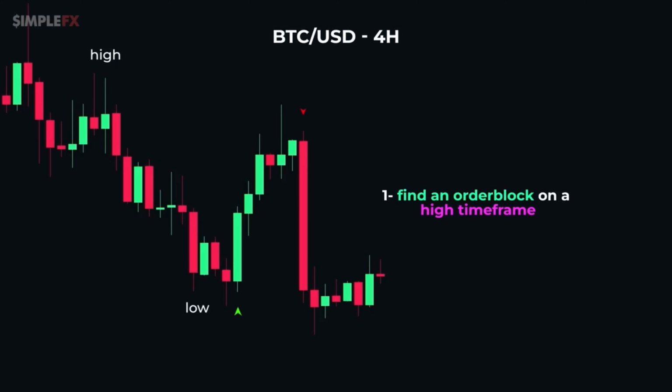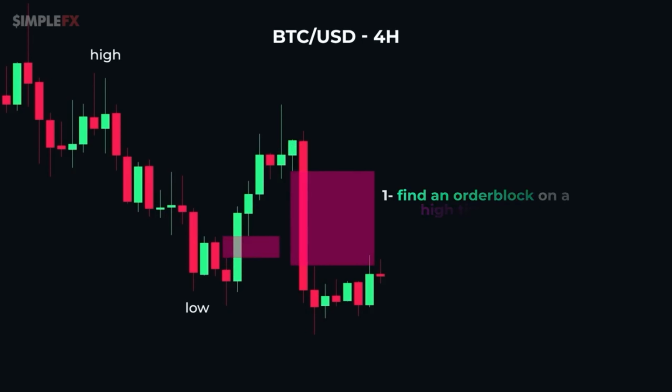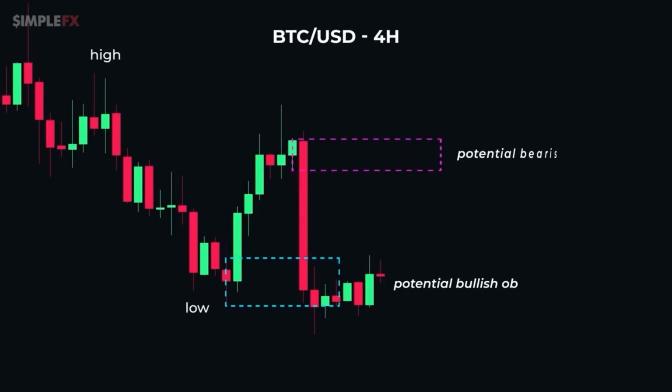At a glance, we can see 2 significant price movements. The first one is moving upward here, and the second is moving downward here. Both of them also have inefficiencies, so we have 2 possible order blocks, a bullish one and a bearish one. However, let's double check if these 2 potential order blocks are actually valid.